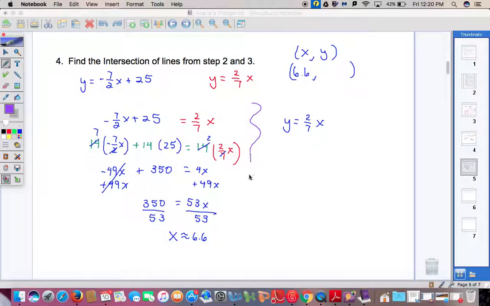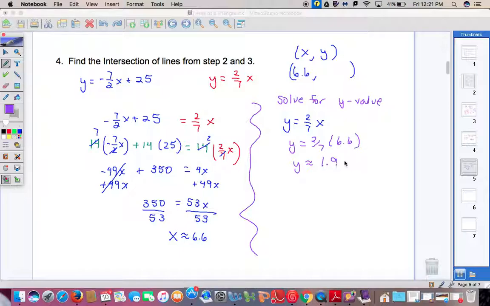So we're solving for y now. Now that we have x, we need to solve for our y value. So we have y is equal to 2/7 x, so we can say y is equal to 2/7 times 6.6. And when we do that, we get that y is approximately 1.9. Okay, so our ordered pair is 6.6 and 1.9. And that's our intersection, because an intersection is a point, and a point has both an x value and a y value.